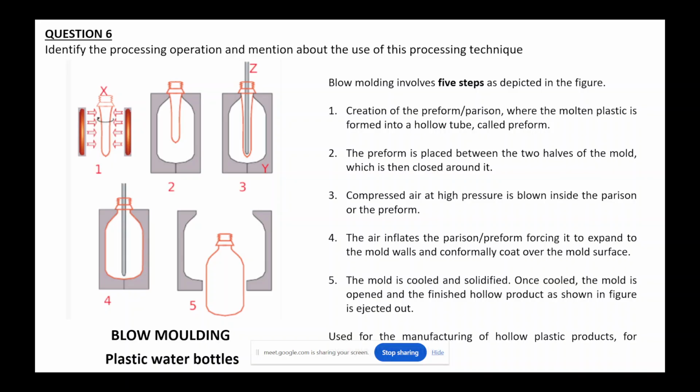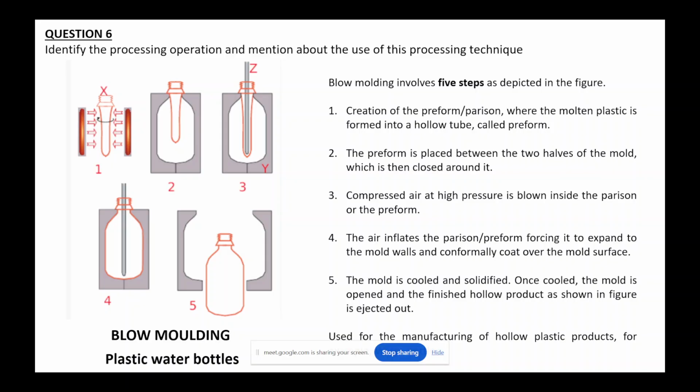This blow molding, as such, can be categorized into 5 different steps. The first step is the creation of the preform or the parison. Here the polymer that you are going to use is made into a cylindrical form, or you can say a hollow tube, which is called a preform. This preform is placed inside the mold. Then inside this hollow polymer tube, the preform, compressed air at high pressure is blown inside.